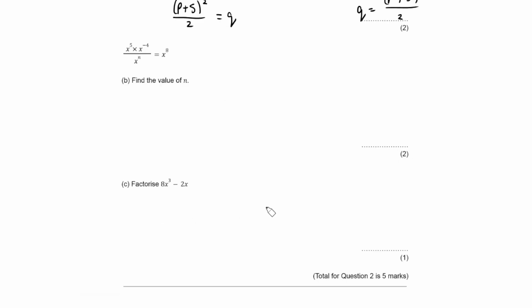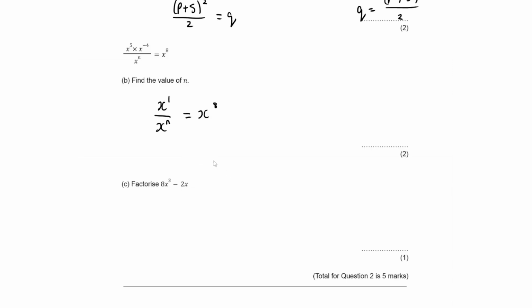Part B, we've got x to the power of 5 times x to the minus 4 over x to the power of n is equal to x to the power of 8. Find the value of n. So I'm going to simplify the left-hand side by using my index laws. The first one in the numerator is to add. 5 plus minus 4 is obviously 1. Still over x to the power of n is x to the power of 8.